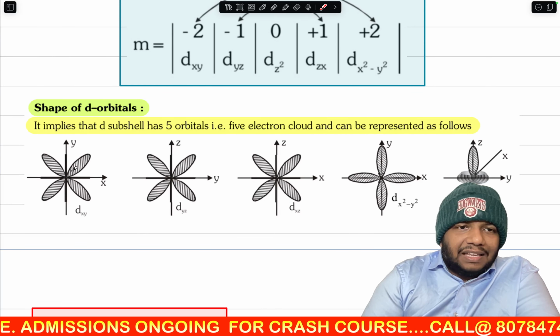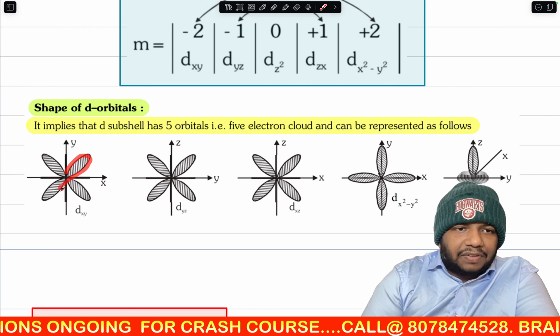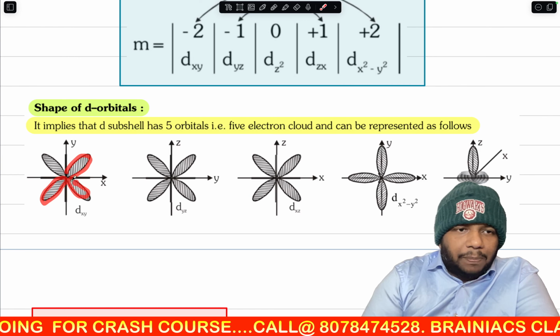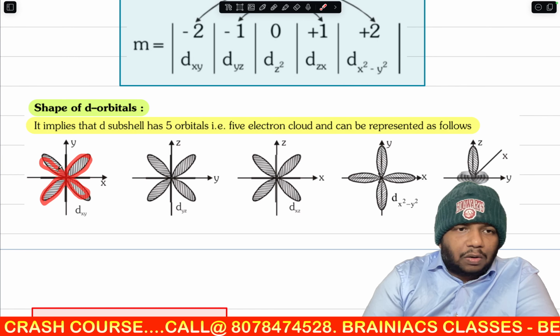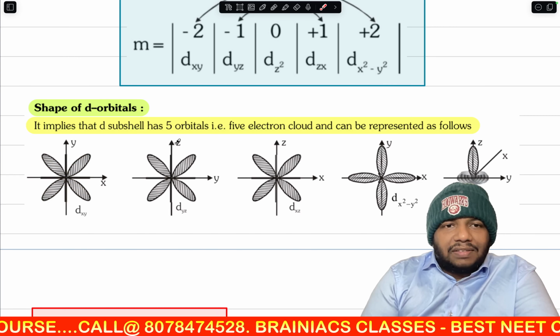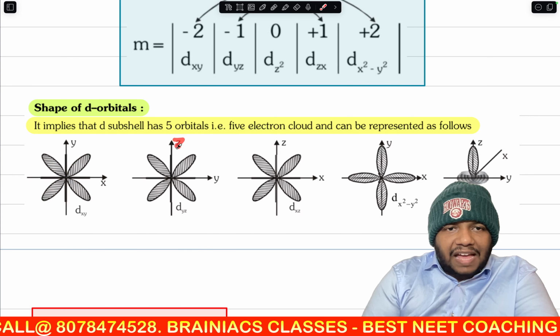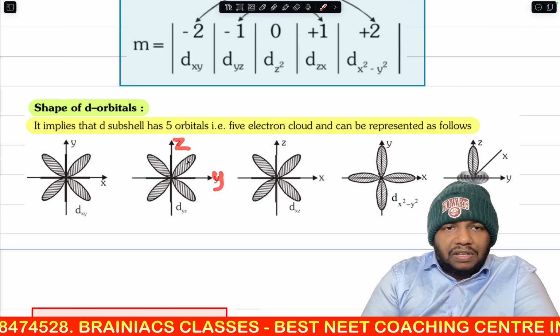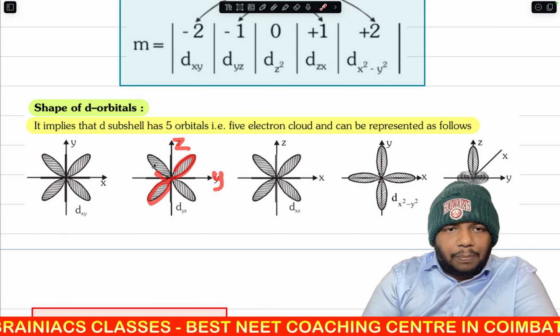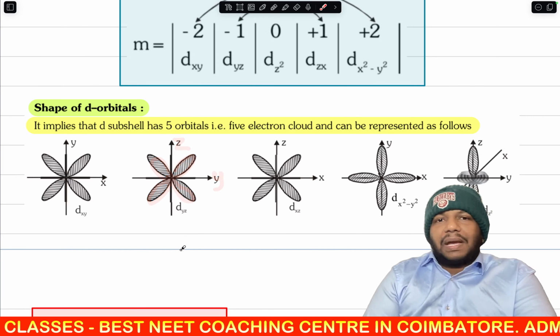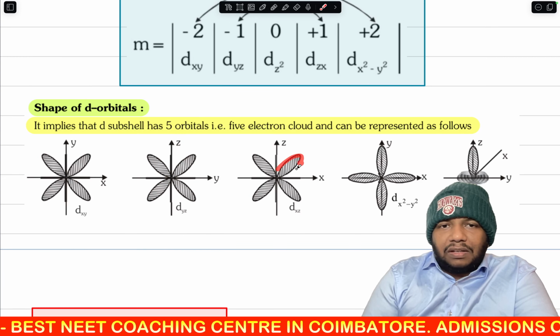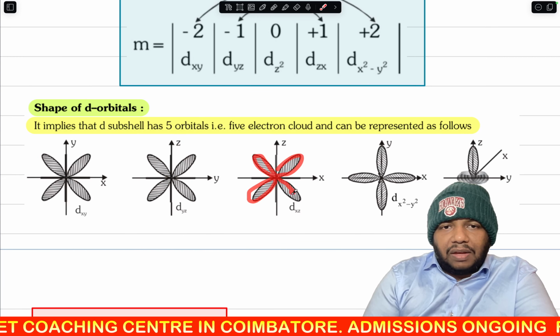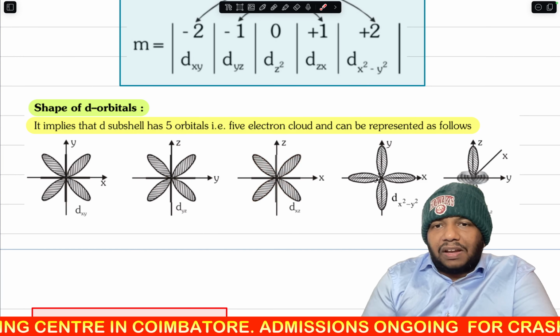So please look at the shapes. dxy represents the xy plane, where the probability of finding the electron is maximum. dyz is the yz plane. You can see the axis is z and this is y, so it represents the yz plane where the probability of finding the electron is maximum. Next one is the zx plane. You can see here.